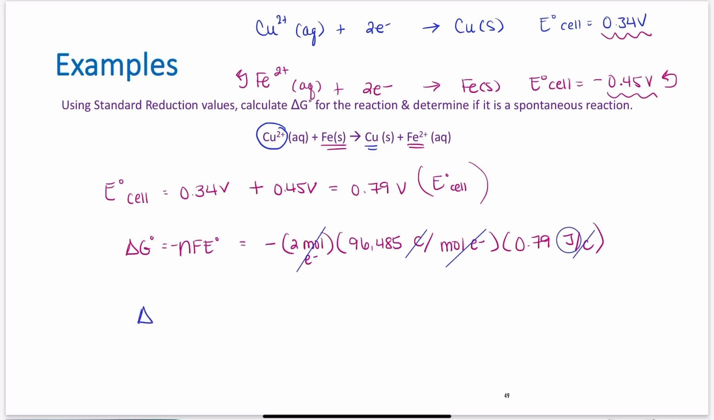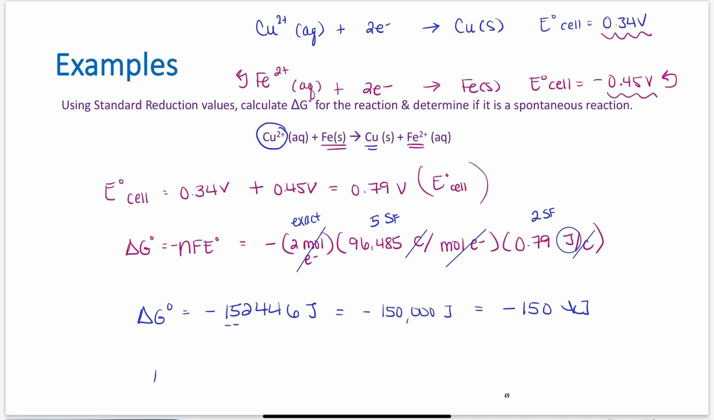I calculate this out, delta G naught equal to negative 152,446 joules. I have to think about my sig figs here. This is exact. This is 5 sig figs. This is 2 sig figs. So I need 2 sig figs in my final answer. Negative 150,000 joules, or more commonly written as kilojoules, negative 150 kilojoules.